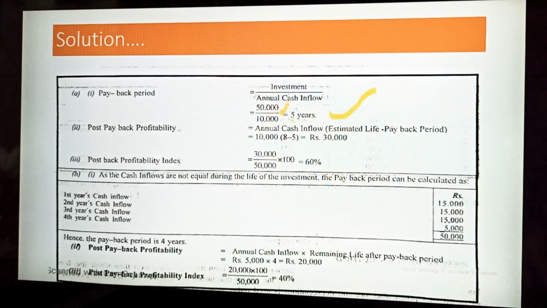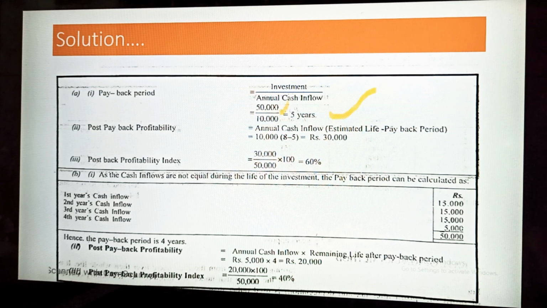Okay, this 5 years is what it is taking to get back the investment amount. The second one is post payback profitability. Under this, as I have told you, I have given you the formula: annual cash inflow, which is given as 10,000 rupees, and the estimated life, also given as 8 years, minus the payback period. The payback period which we have calculated is 5 years.